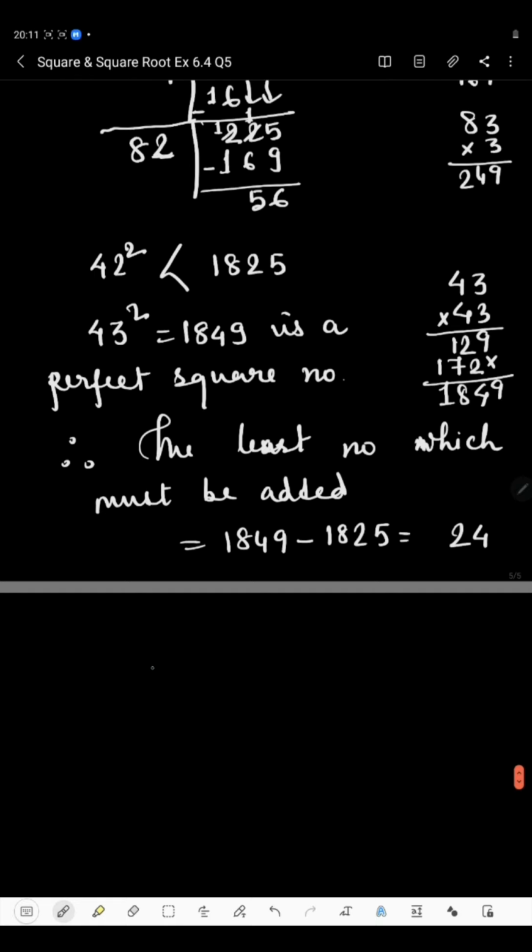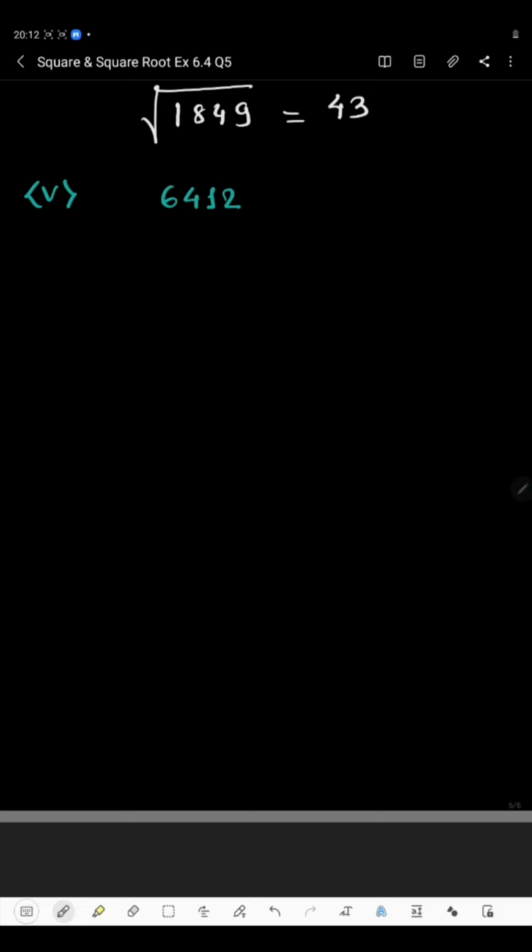Now in the next part it is asked to find the square root of the square number so obtained. So the square number is 1849 and the square root of 1849 is 43, because 43 squared is 1849. So the square root of 1849 will be 43. Okay. Now in the last part we have 6412. So we will have to find the square root by the long division method. So we will have to make a pair of this. Now 7 sevens are 49, 8 eights are 64.